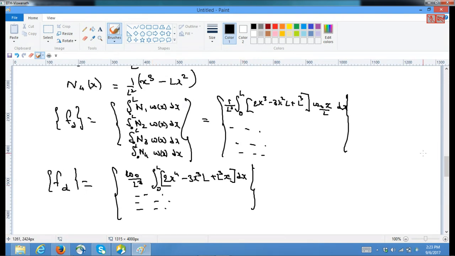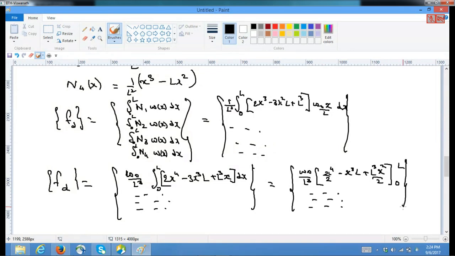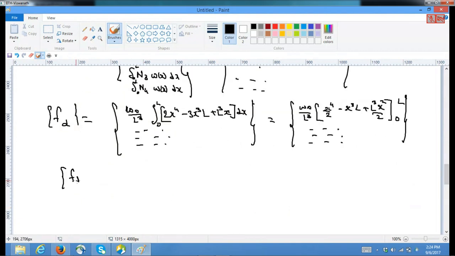I'm just showing it for the first case, which would be W naught L cube times x to the power of 4 by 2 minus x cube L plus L cube x square by 2, from 0 to L. Using the n1 and n2, you can just keep doing the other ones. When you substitute 0, everything turns out to 0.